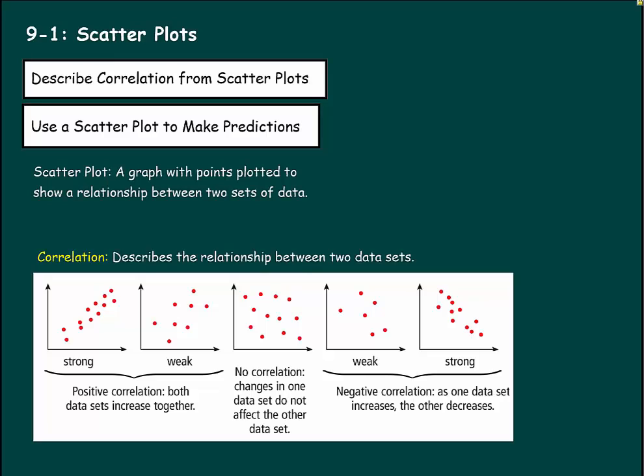We're on the first lesson of Chapter 9, which is scatter plots. First, we're going to describe correlation from scatter plots. Then we're going to use a scatter plot to make predictions. First, what is a scatter plot?